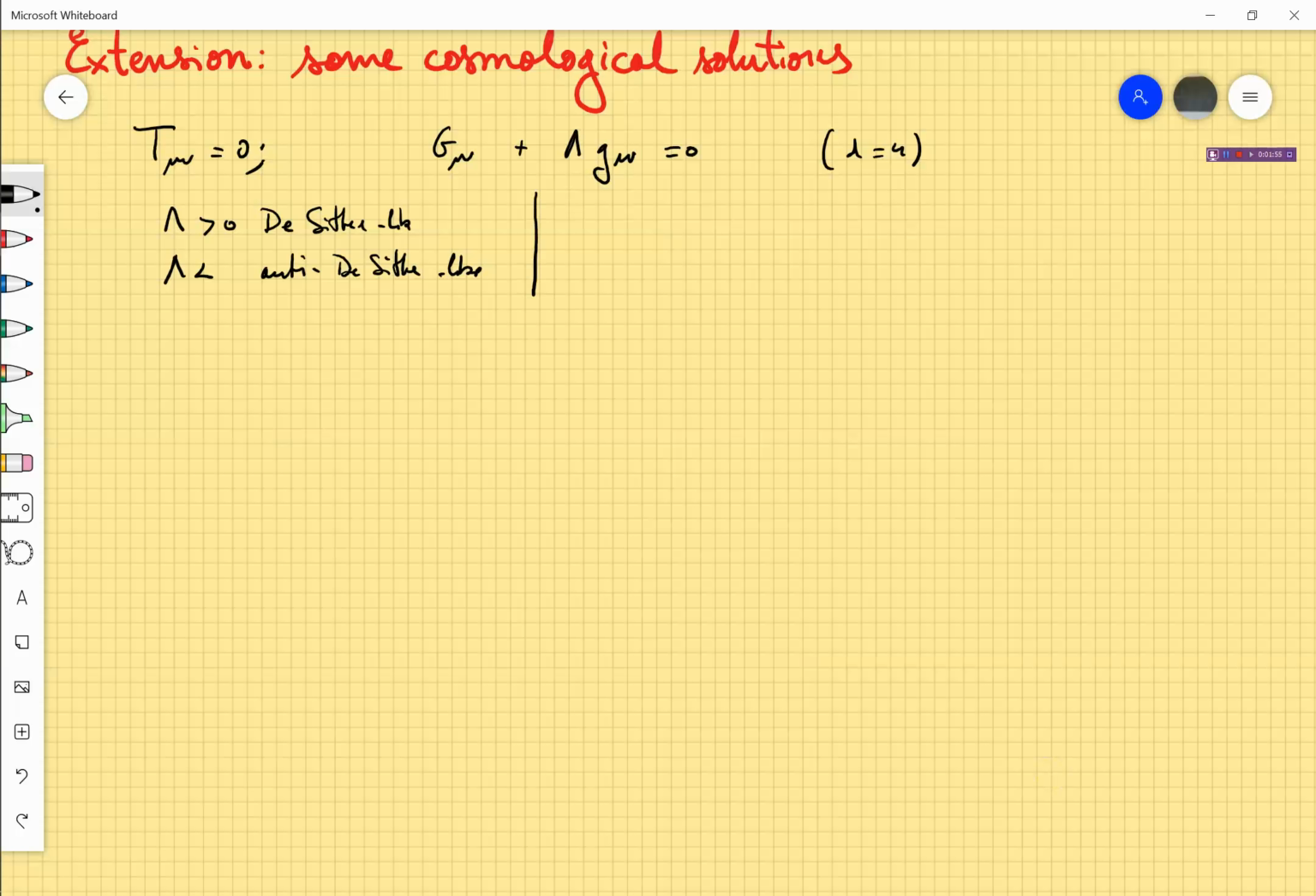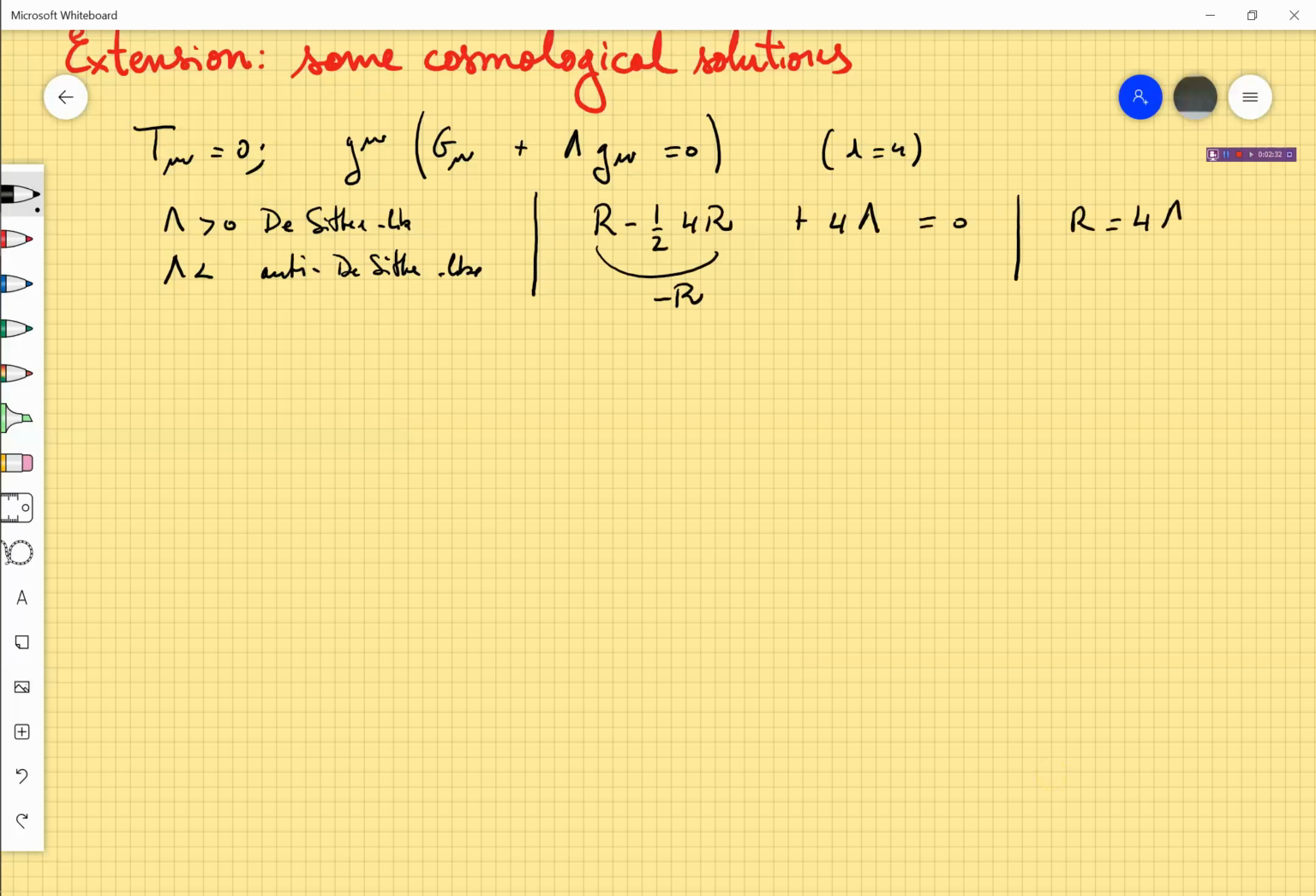First we take the trace, so this means multiplying this equation by g mu nu, and since capital G mu nu is R mu nu minus a half g mu nu R, you get R minus a half, and then g mu nu, which is 4, times R, plus 4 lambda equal to 0. This gives R minus 2R, so this is minus R, and we arrive at R equal to 4 lambda.